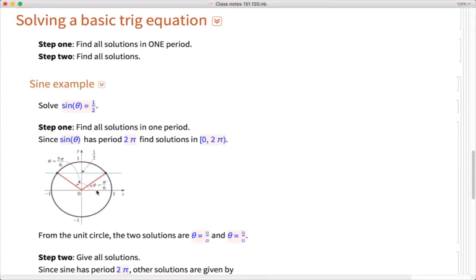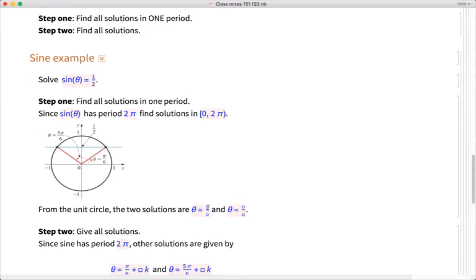So we're looking for points on the unit circle that have the y-coordinate equal to 1/2. And there are two such angles, the pi over 6 angle and the 5 pi over 6 angle. Those are the two values of theta in the interval from 0 to 2 pi. There are no others where the sine is equal to 1/2. So that's what we write down first: pi over 6 and 5 pi over 6.